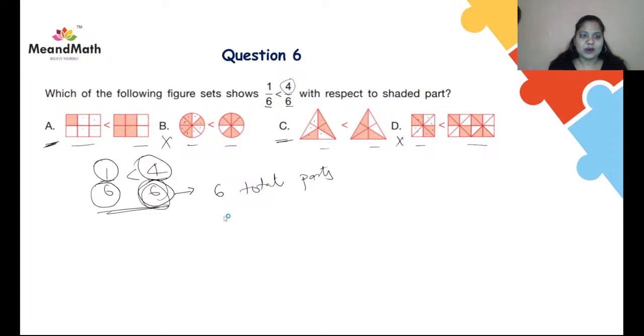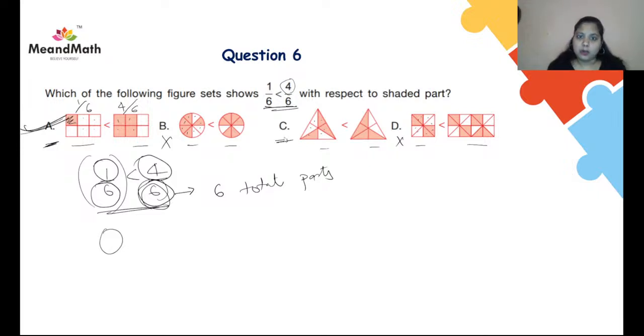Let us see the first one. It should be 1 by 6, that is, one part should be shaded out of 6 parts. We can see one part is shaded, so the fraction of this will be 1 by 6. We'll count the right side and also check. 1, 2, 3, 4. We can see 4 parts shaded out of 6 parts. So which is the answer we need right here? Yes, so the answer is option A.